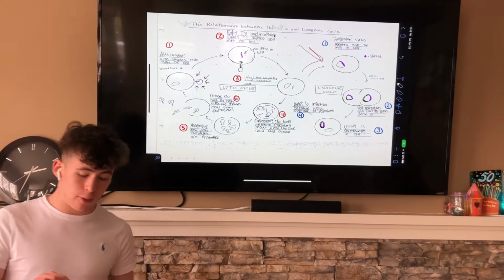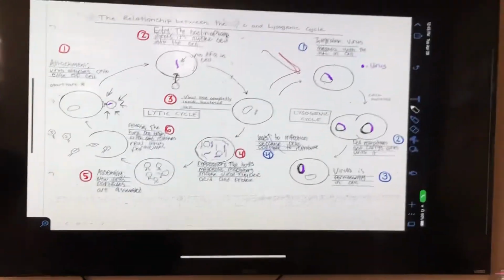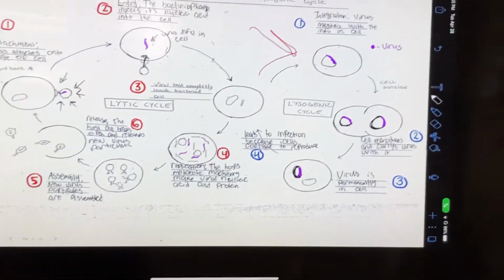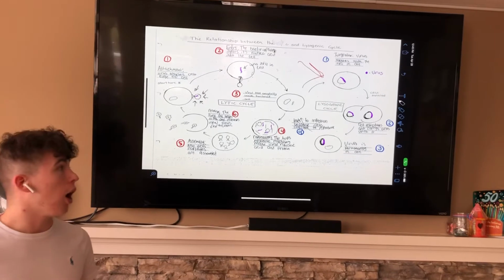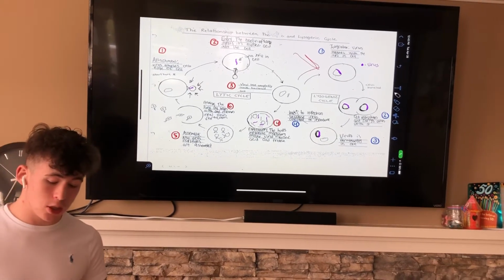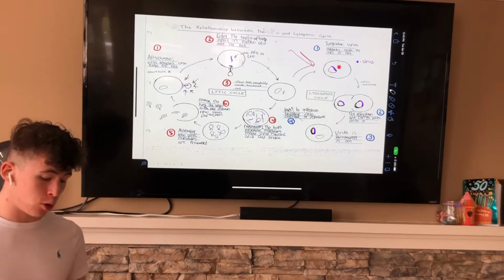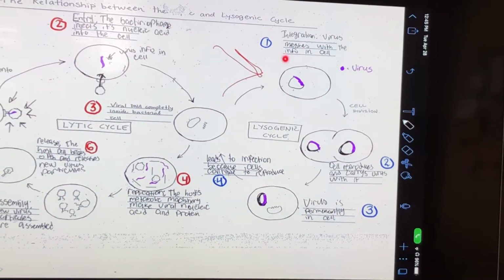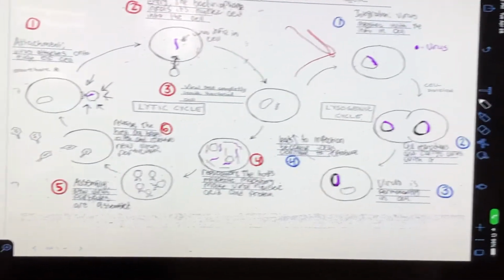Next, everything on the right side of the diagram is going to be the lysogenic cycle. So steps 1 and 2 are the same as the lytic cycle. Once we get through steps 1 and 2, we go into the integration phase, which, as you can see right here, the purple is going to be the information of the DNA of the virus, and the black is the DNA or the information that was already in that cell.